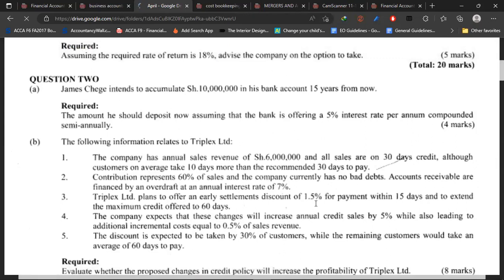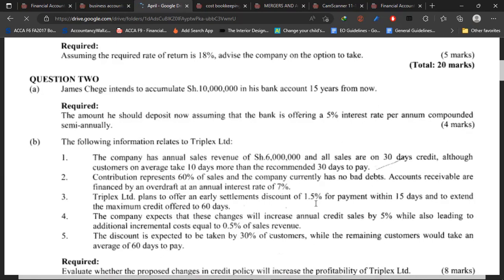Continue. James Cheke intends to accumulate 10 million Kenya shillings in his bank account 15 years from now. Required: the amount he should deposit now, assuming that the bank is offering a 5% interest rate per annum, compounded semi-annually. So you can see the examiner has given you a good question there, where he's talking about the determination of the present value.